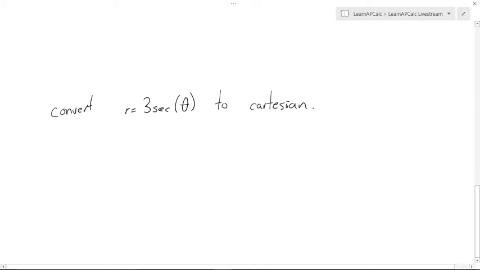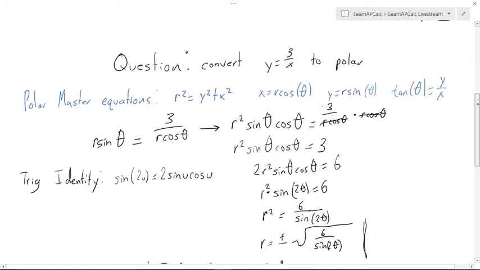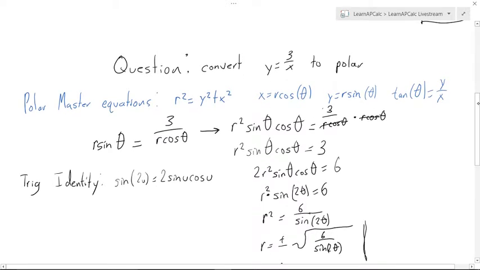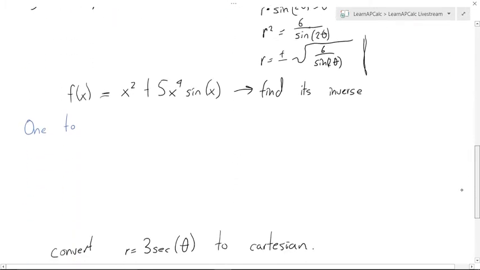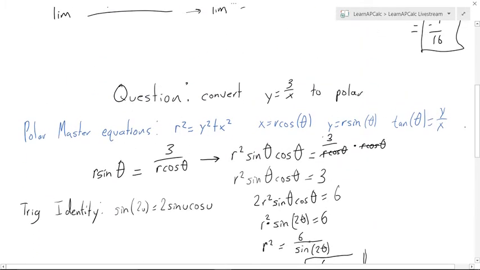Okay, so if we remember our polar master equations here, r squared equals x squared plus y squared, x equals r cosine theta, y equals r sine theta, and tan theta equals y over x. We essentially need to get one of these in our equation, and then we can substitute for x and y.